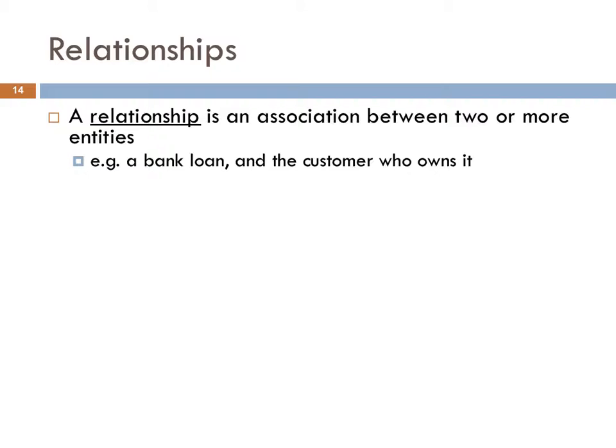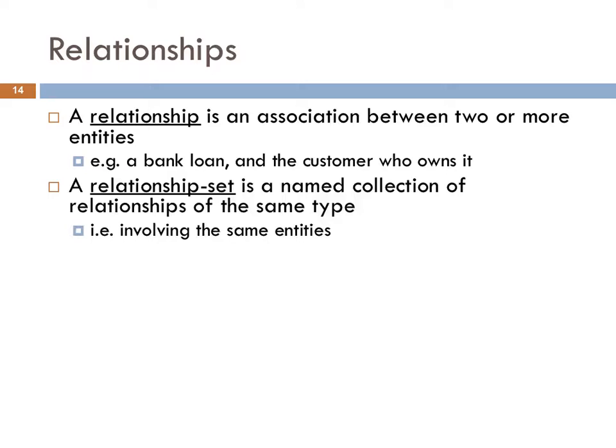Okay, relationship. This is basically an association between two or more entities. A bank loan and the customer who owns it, or, since we've been talking about real world examples sitting in front of us, the laptop and the person who owns it. That would be a really great example of a relationship.